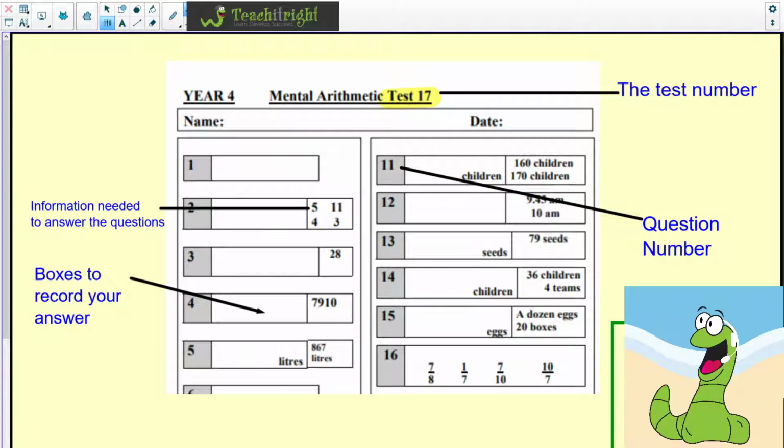So number 1, write the number 9,702. Write the number 9,702. Question 2. Add together 5, 11, 4 and 3.